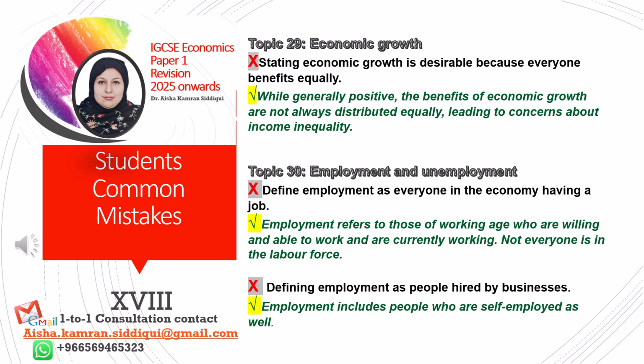Topic number 30, employment and unemployment. Here, the students tend to define employment as everyone in the economy having a job, which is incorrect. Employment refers to those of working age who are willing and able. So take into account that they should be willing and able to work and are currently working. Not everyone is in the labor force.